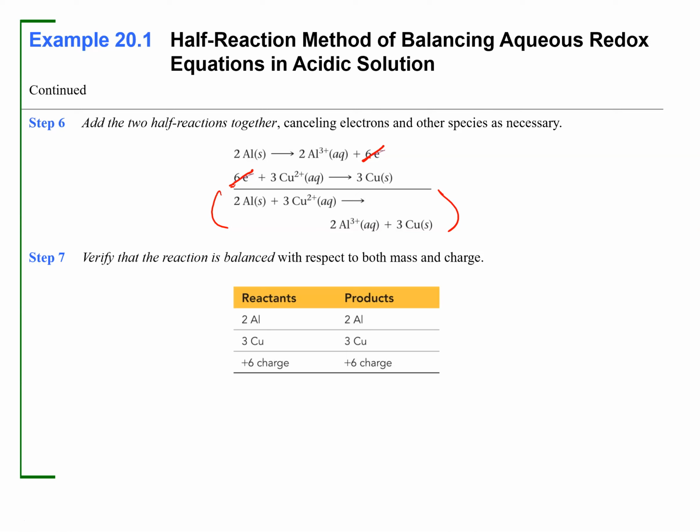Both sides we have 2 aluminums. Both sides we have 3 coppers. Both sides we have a total of 6 charges. You're like, where are those 6 charges coming from? 3 times 2 is plus 6. 2 times 3 is plus 6.